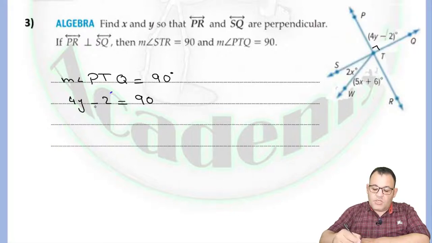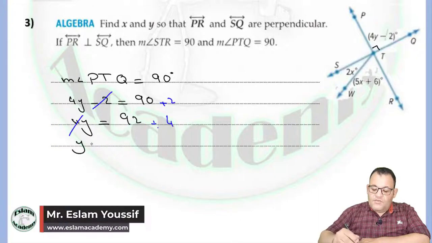By solving the equation, I will add 2. So 4y equals 92. Now I will divide by 4. Then the value of y is equal to 23.